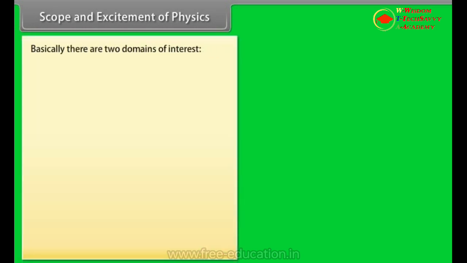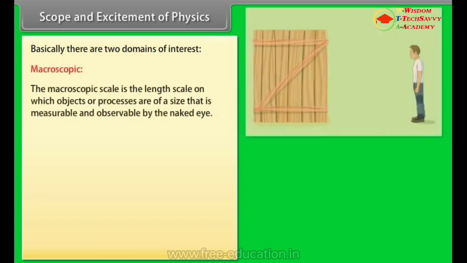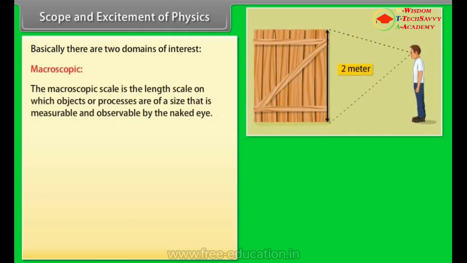Scope and excitement of physics. From a person beginning to walk to communication over thousands of kilometers, physics has a very wide scope. Basically, there are two domains of interest. Macroscopic. The macroscopic scale is the length scale on which objects or processes are of a size that is measurable and observable by the naked eye.